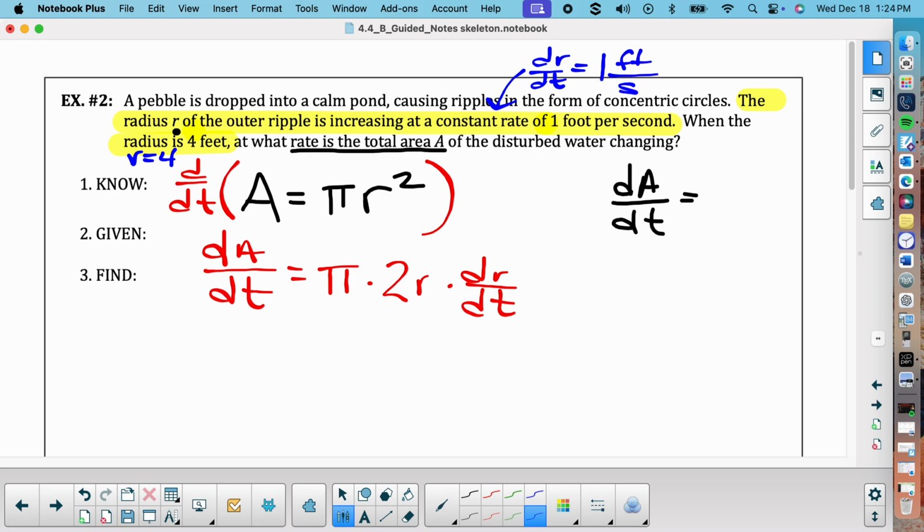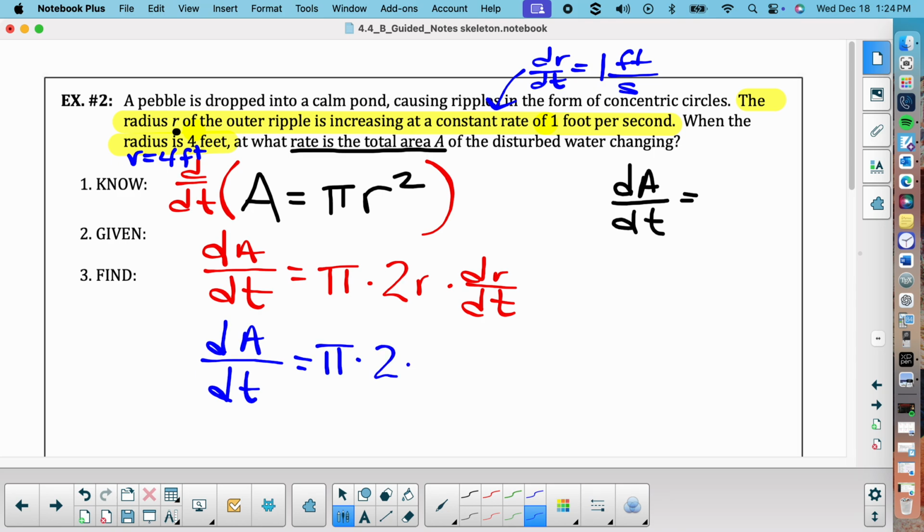If it has the per second, that's automatically going to be a derivative of some sort. Over here, the radius was 4 feet. It just directly had feet, did not have any type of a time associated with it. The time makes it a derivative. Okay, so dA dt is what I actually want to find, so that should stay in the equation. Everything else should be filled in.